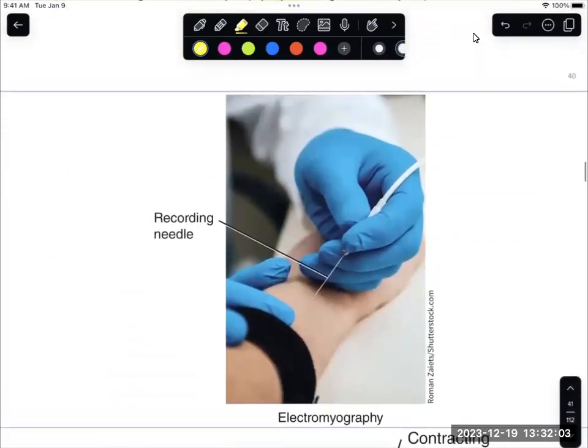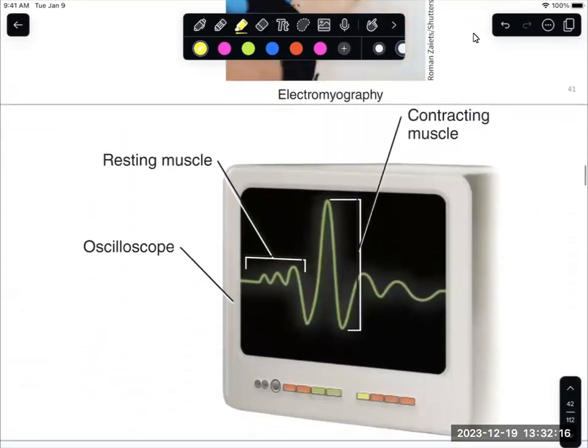So here's kind of an example of what they're doing. They're taking this needle, sticking it down into a muscle, and they're recording that muscle. Is it receiving any information from the brain? When a muscle contracts, they can detect that signal that was sent from the brain through those nerves down to that muscle.